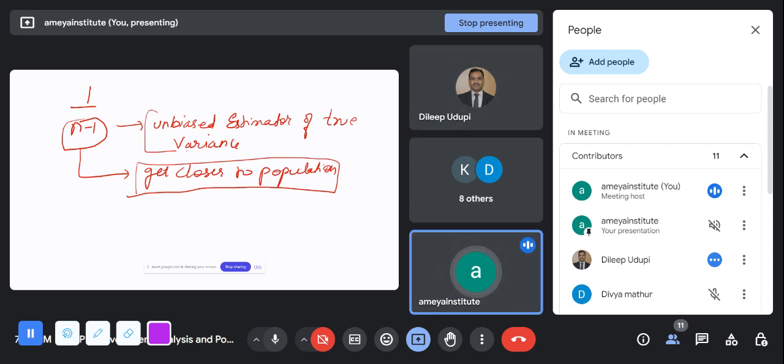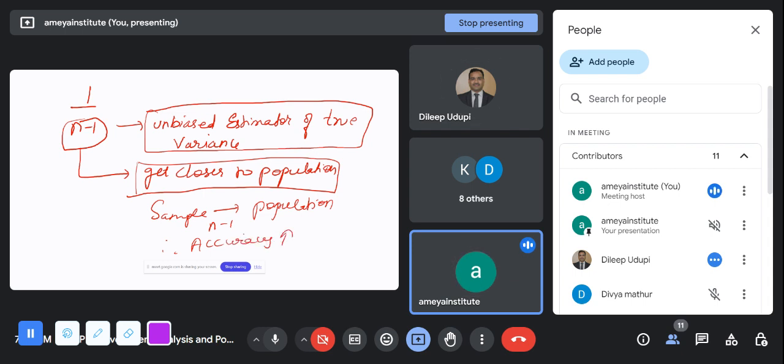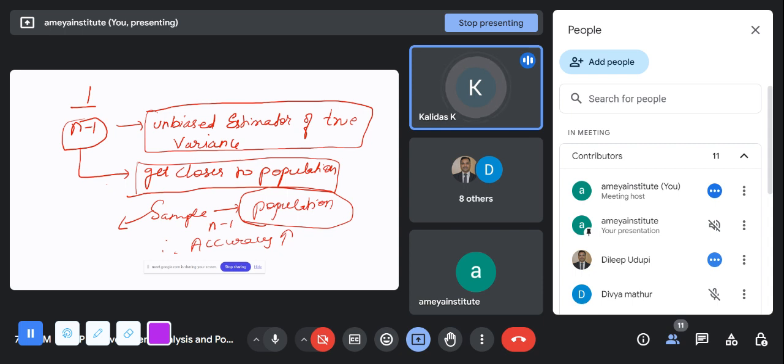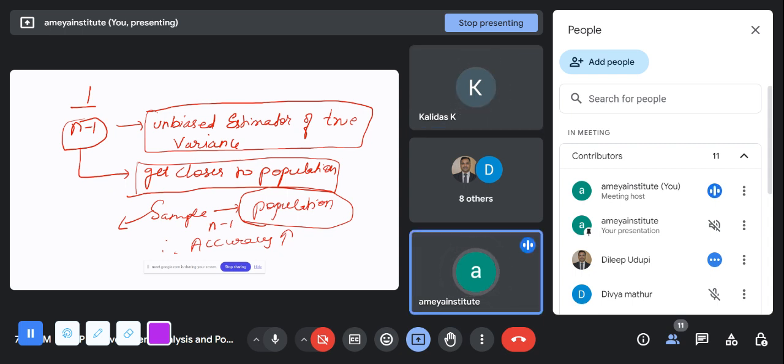So first of all, what is the logic of doing this? First, n minus 1 is nothing but an unbiased estimator of the true variance. And one more thing: when our sample is close to the population, the chances of accuracy will increase. So whatever result comes from the sample will be close to the result of the population. Is it clear why we need to do that? Yes, sir. To get an accurate result, which means we are trying to get close to the population, right?